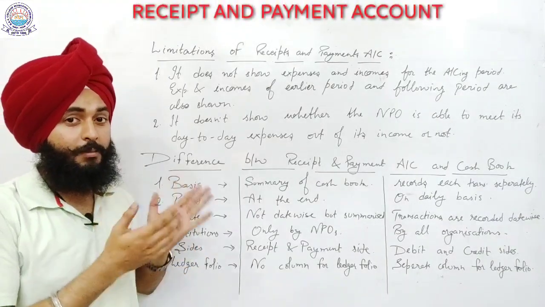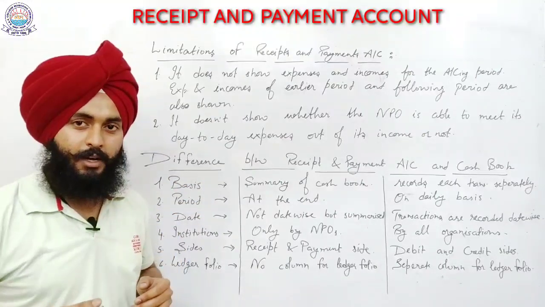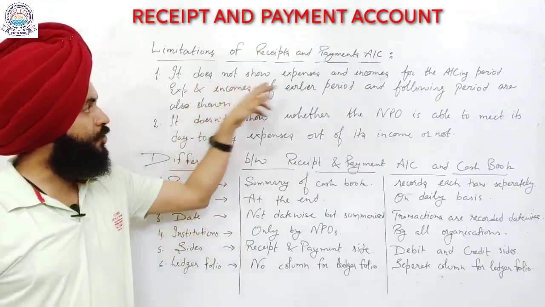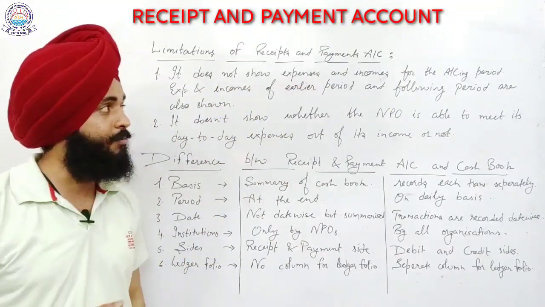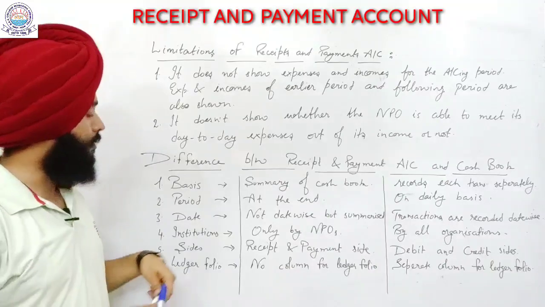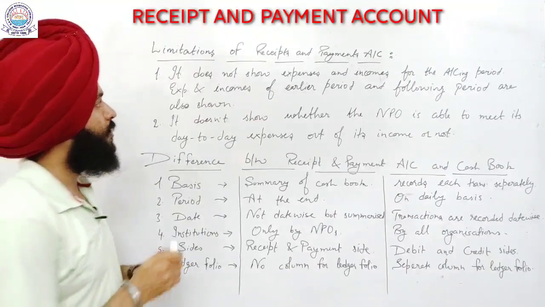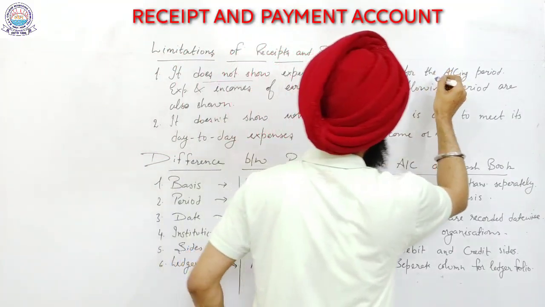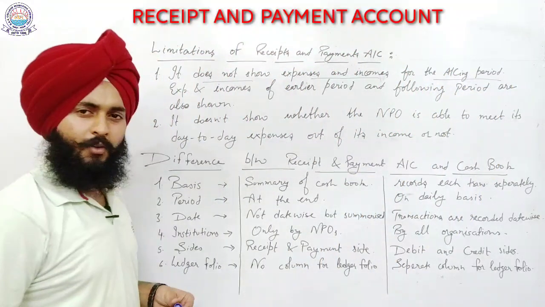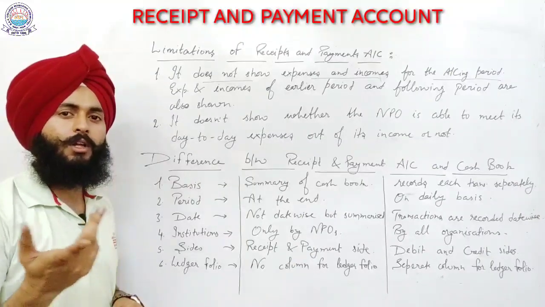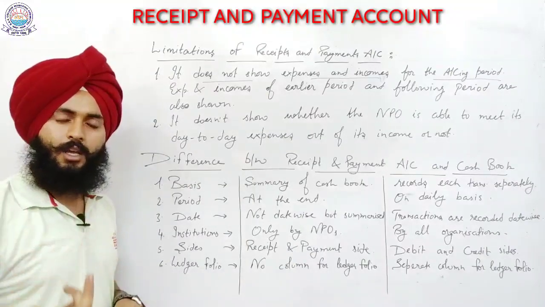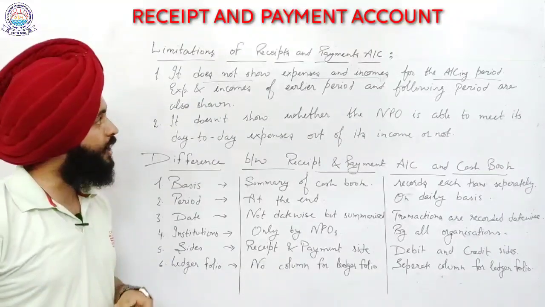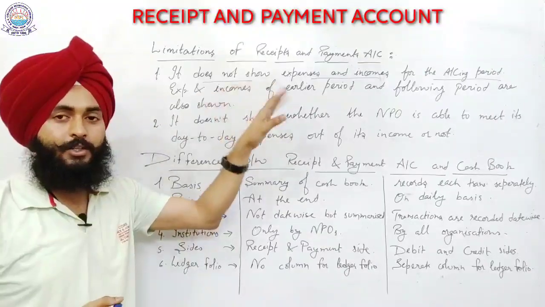Next we have the limitations of the receipt and payment account. The first one: it doesn't show expenses and incomes for the accounting period. But we have already said that we record all the transactions related to expense or income, payments and receipts. So how can we say it doesn't show expense or income?